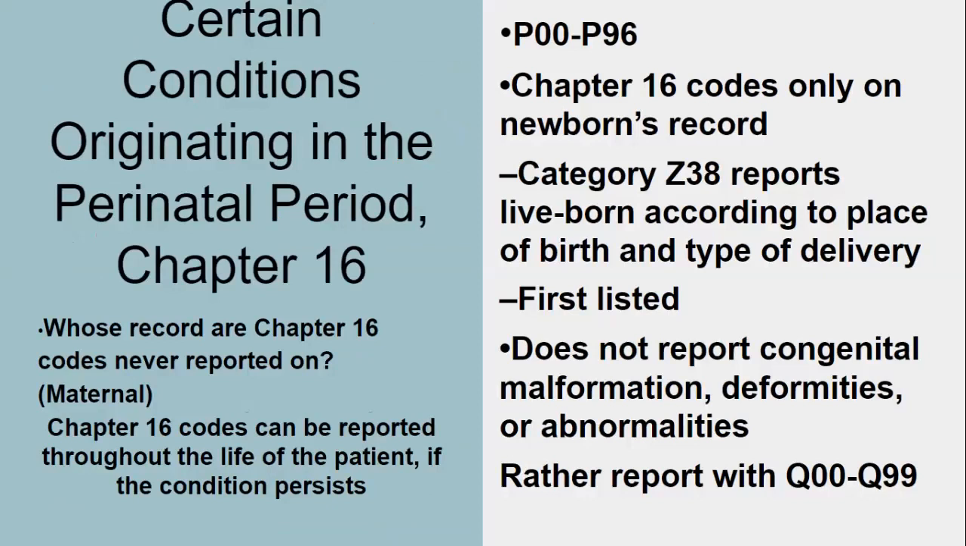Certain conditions originating in the perinatal period, chapter 16, P00 to P96. Chapter 16 codes are only on the newborn's record. Category Z38 reports liveborn according to place of birth and the type of delivery. First listed does not report congenital malformation, deformities, or abnormalities. Rather, report those with Q00 through Q99.